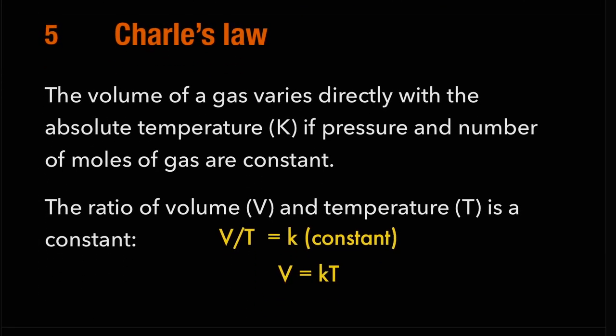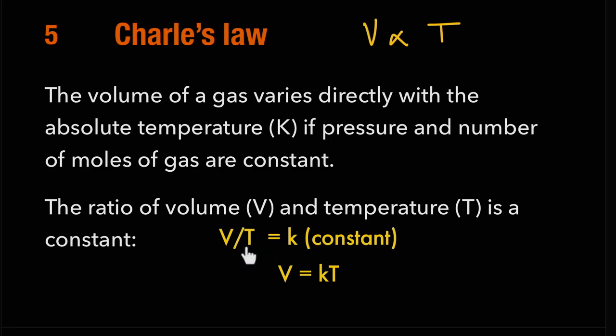Now, the next law that we come across is called Charles' law. And this is the relationship between the absolute temperature of a gas and the volume the gas occupies. And the relationship is that the volume of gas is directly proportional to the absolute temperature, if pressure and moles are kept constant. So what this results in is V equals KT, or V over T being a constant.